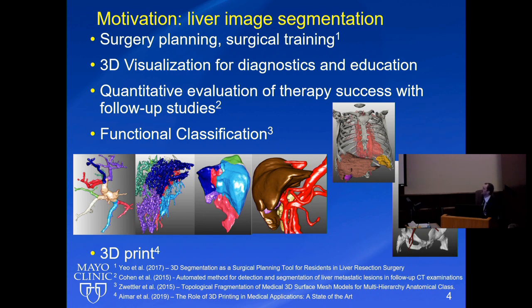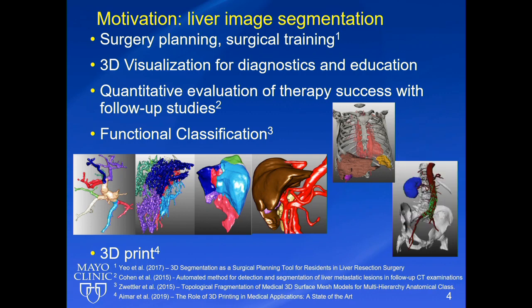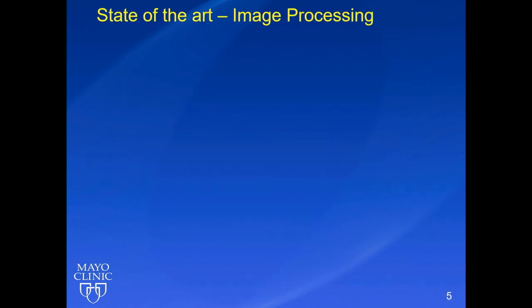And another interesting aspect I've done many research work in is functional classification. So if you have your segmentation of organs like the liver and of the vessel structures with hemodynamic analysis, graph analysis, you can do some functional classification like liver lobe classification based on the vessel systems. Yeah, and of course, 3D print is also an emerging technology where you need your high accuracy segmentations as the first step.